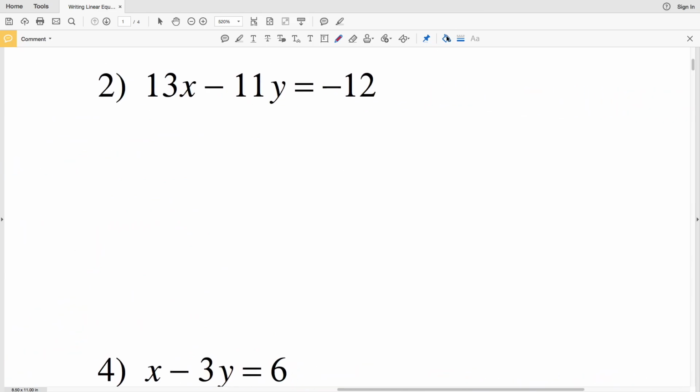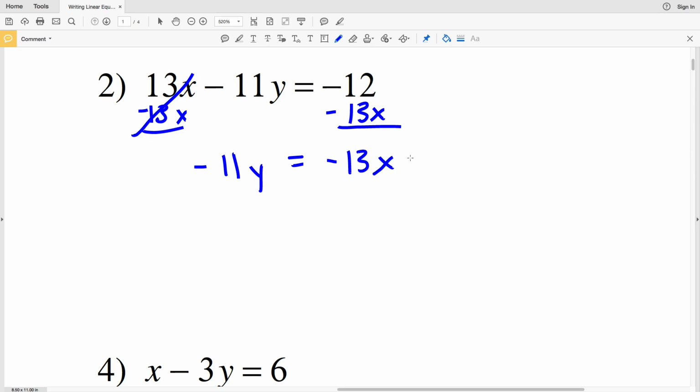Moving on to number 2, we're going to start by subtracting 13x. That'll leave us with negative 11y on the left, and then we'll have negative 13x plus a negative 12, or you can leave it as minus 12, whatever you prefer. Now to isolate the y, we're just going to divide by negative 11.